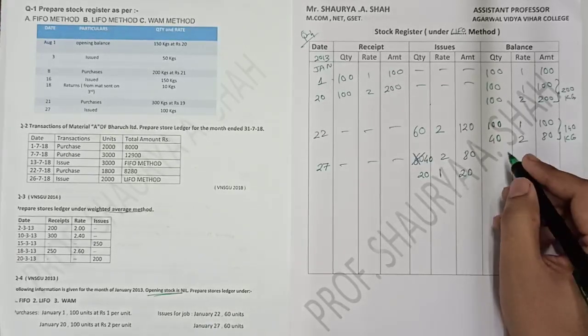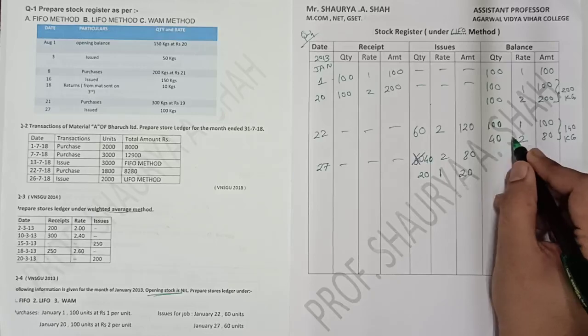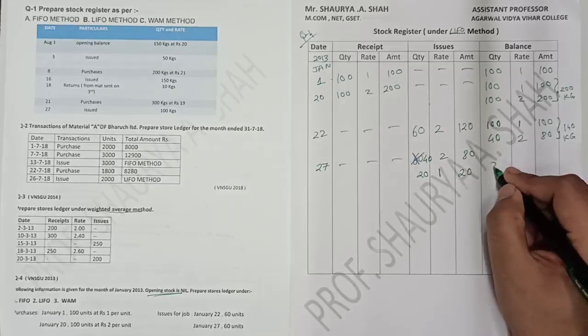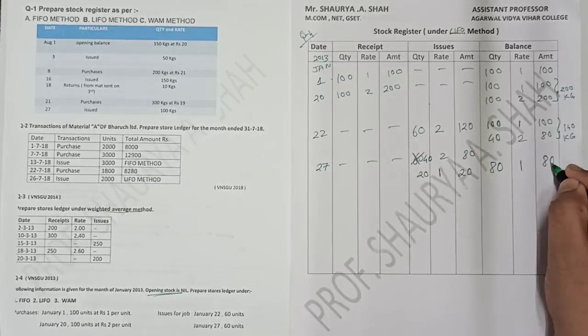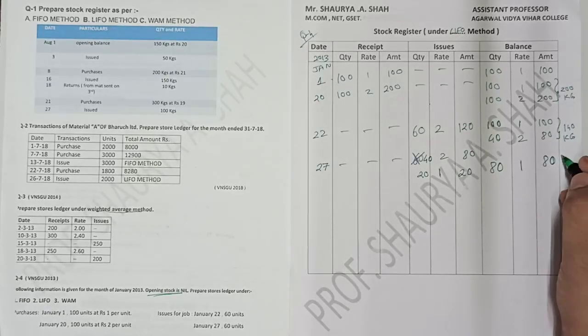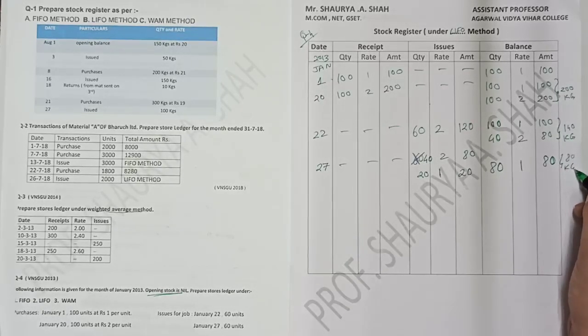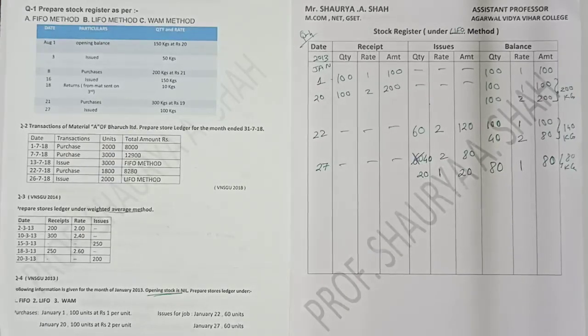So what is left is, this 40 is gone. Out of this 100, 20 are gone. So 80 into 1 equals 80. Is it clear? So at last I am having 80 as my balance. I hope it is clear to each and every student, right?